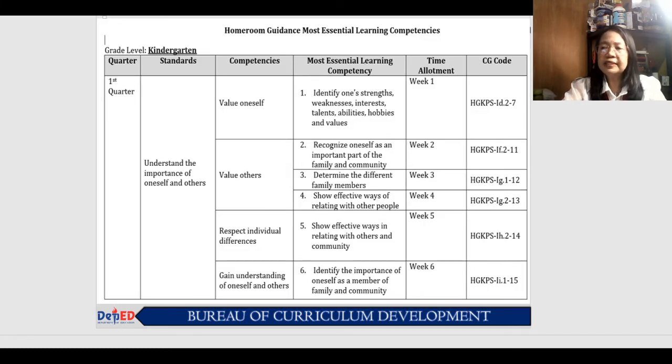Now, we can see an example of the Homeroom Guidance Most Essential Learning Competency for kindergarten level, in which the first column is the quarter for the school year. Next column is the standard for the 3 domains. Next is the competencies and MELCs, which are arranged from simple to complex, and focus on the development of higher order thinking, such as analyzing and evaluating concept, process, procedure, rather than just remembering.